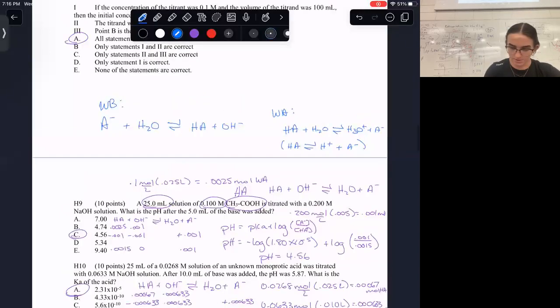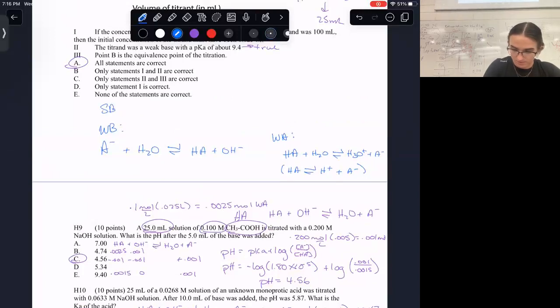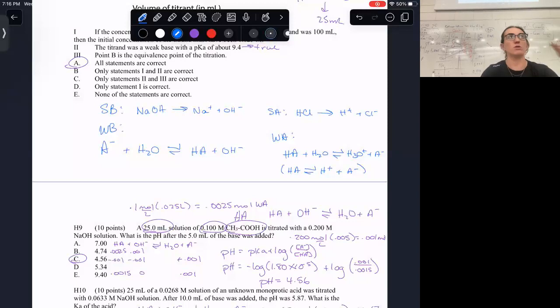So for strong base, we have, how do I want to write this? I'll give you an example. And strong acid, another example. No equilibrium, just a forward arrow.